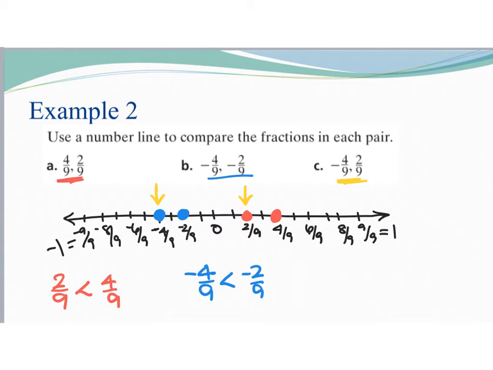Now you don't have to graph that if you know that your negatives are less than your positives. I could have just done that through logic. Otherwise, if we graph it, you can see where the yellow arrows are, and I can see that -4/9 is really less than +2/9.